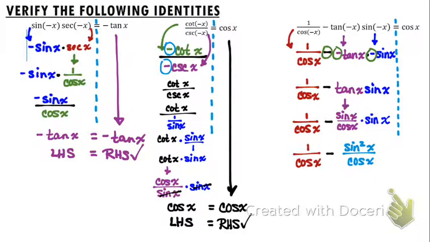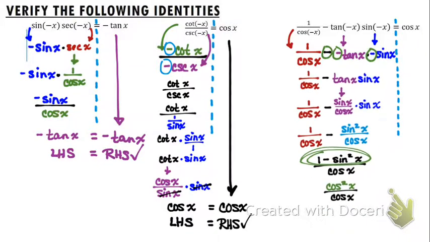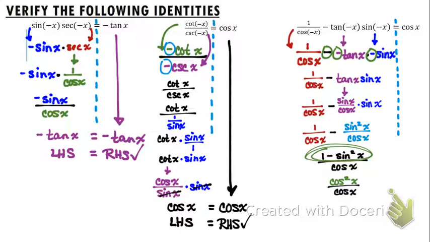I can make it all one fraction. I already have a common denominator there. So I have 1 minus sine squared x over cosine x. What do you guys know about this right here? That equals cos squared. So I have cosine squared x over cosine x. One of my cosines is going to cancel, leaving me just cosine x. Cosine x equals cosine x, left-hand side equals right-hand side.